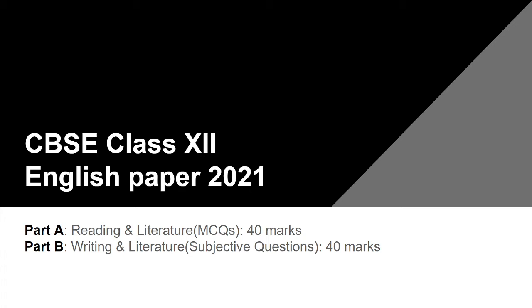So let's look at the paper's design, and here the paper is. The paper has two parts, Part A and Part B. Part A has reading and literature, where all the questions are MCQs, and it carries 40 marks. Part B has writing and literature and the questions are subjective, and this also carries 40 marks. So the total marks are 80.